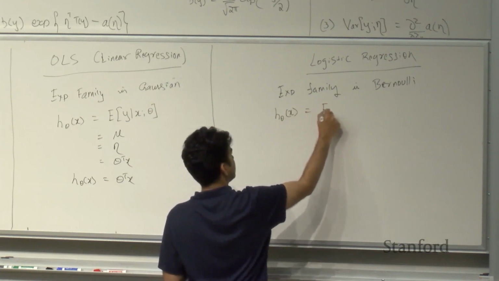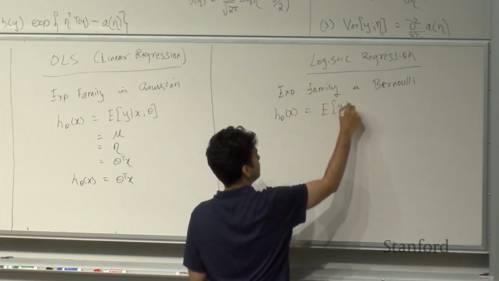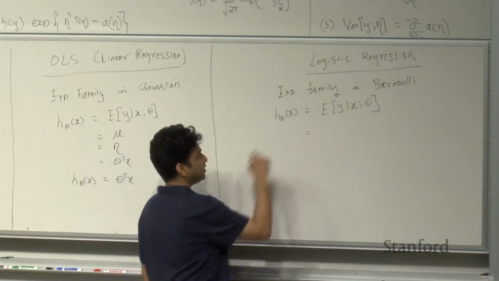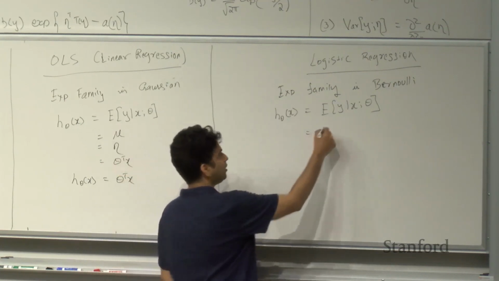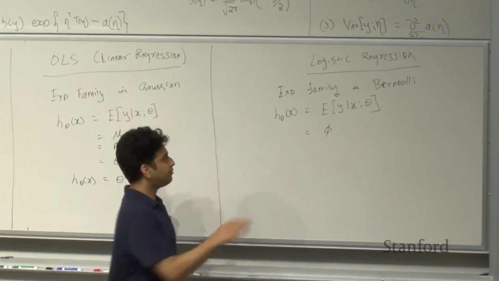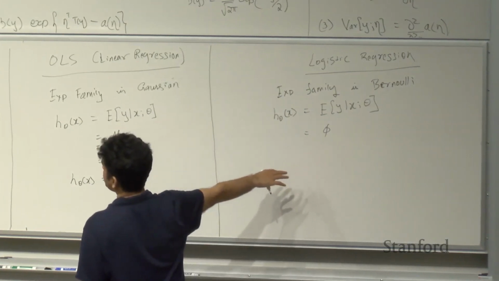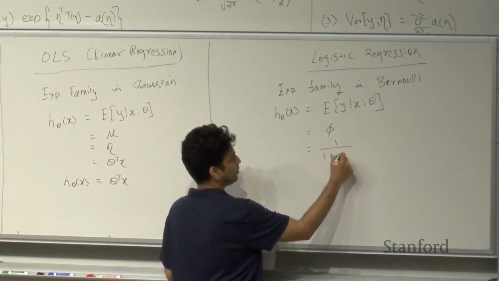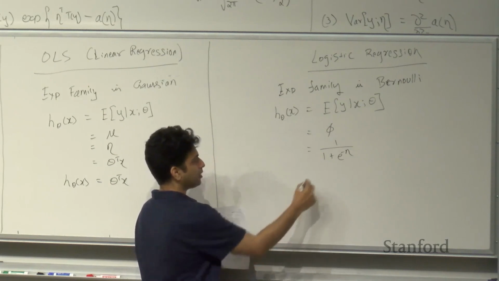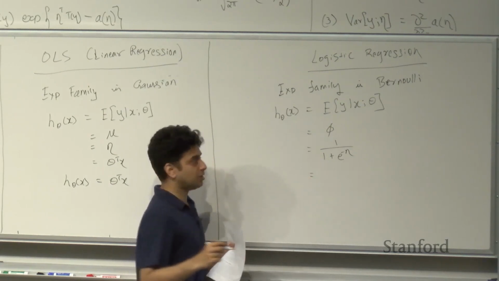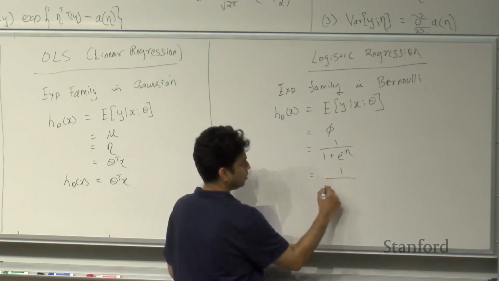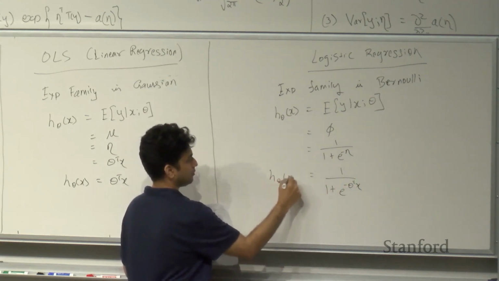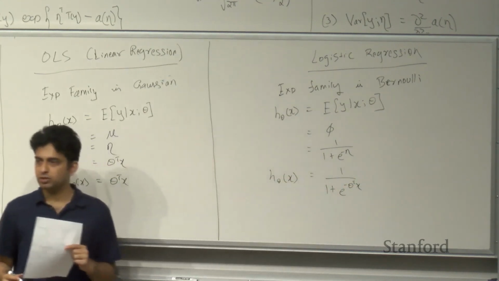H theta of x again should be the expectation of y given x, parameterized by theta. In the case of Bernoulli, the mean of the Bernoulli is just phi. And phi as a function of eta, what we saw, is equal to 1 over 1 plus e to the minus eta. Then the third assumption about GLMs was that eta equals theta transpose x. So 1 over 1 plus e to the minus theta transpose x. H theta of x equals this.